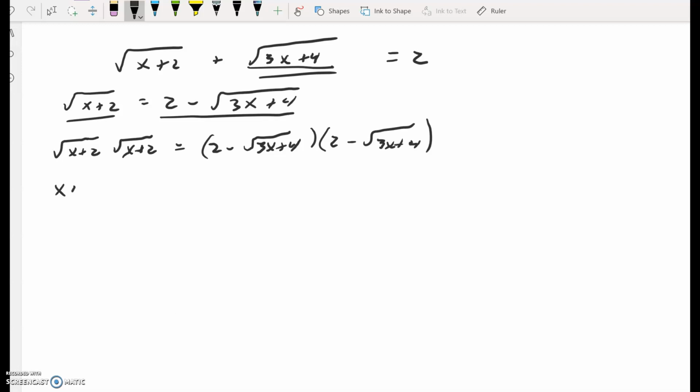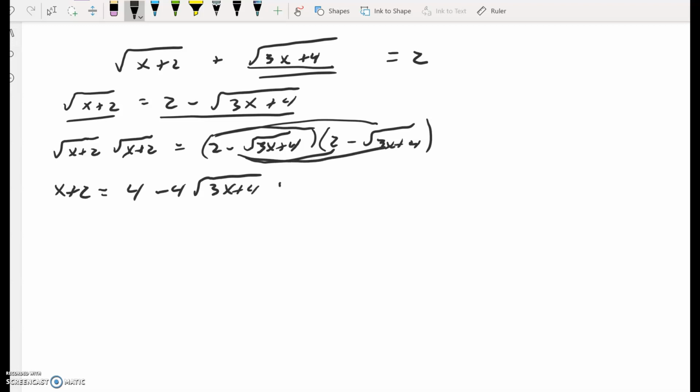Here we get x plus 2, which is just really nice. Here we get a 4. And then we get minus 2 of these square roots, minus 2 more of them. That's minus 4 of those square roots. And then we get a negative times a negative, which is a positive, and this square root times itself is the thing inside. So the left-hand side was pretty nice, the right-hand side not so nice.